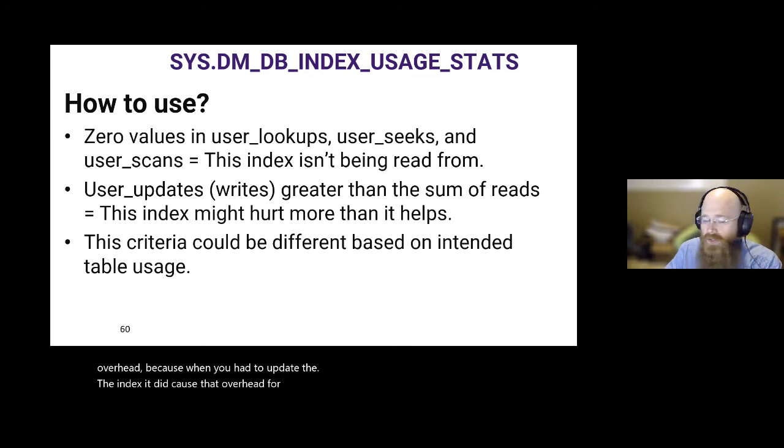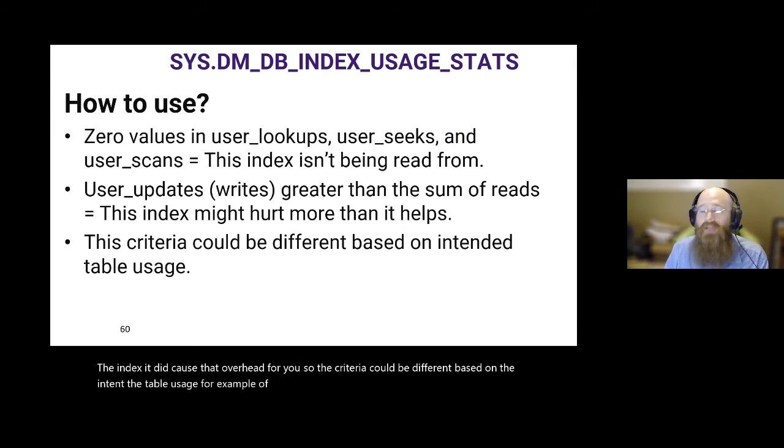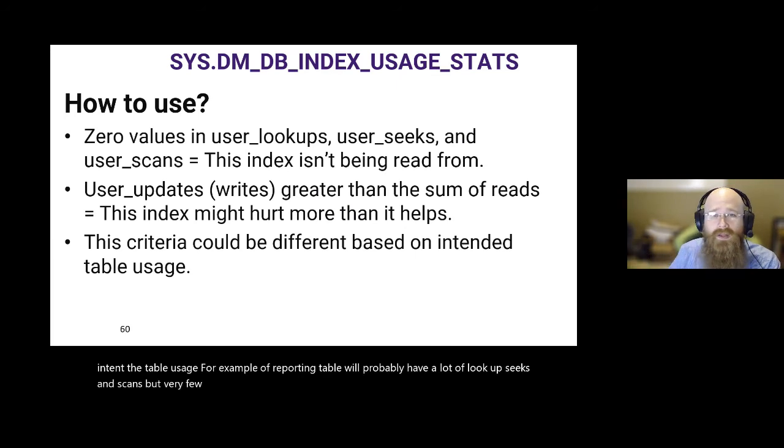So the criteria could be different based on the intended table usage. For example, a reporting table will probably have a lot of lookups, seeks, and scans, but very few updates. And an OLTP table, like a transactional table, might have a lot more updates. That's okay.